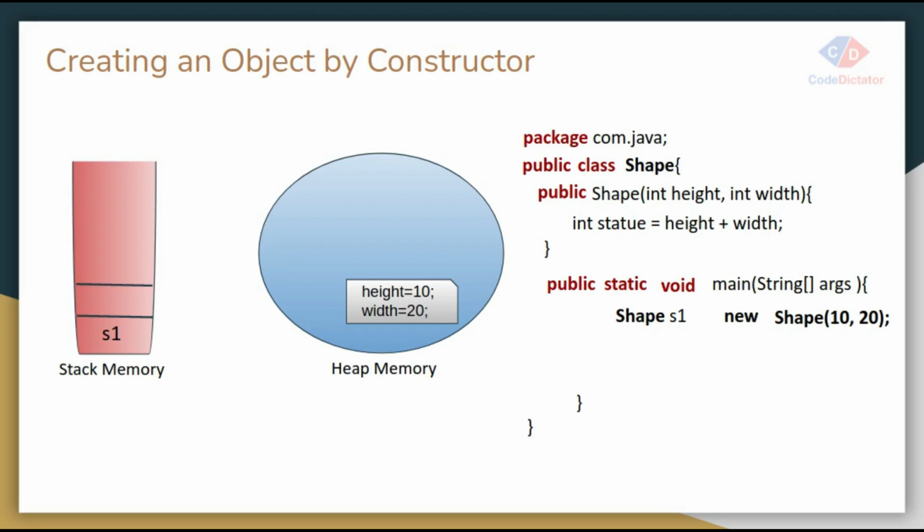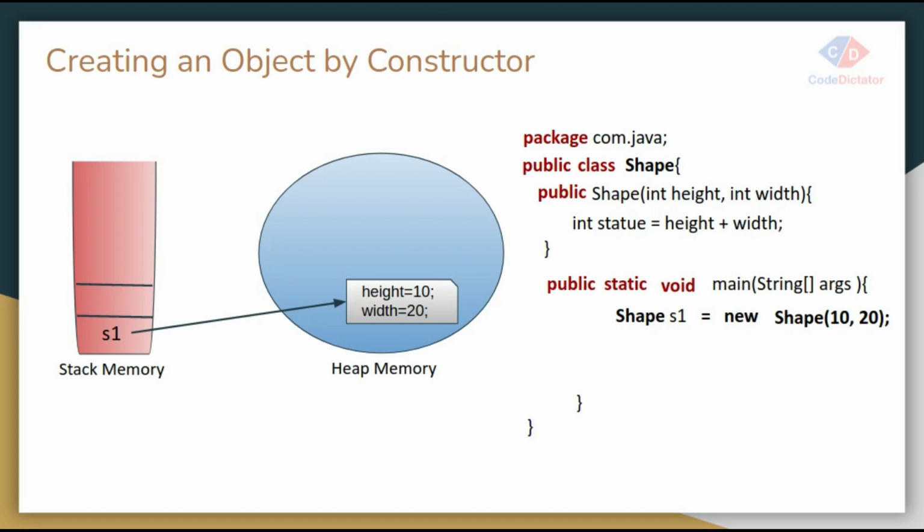Shape has 2 parameters, height and width. So 10 is allocated to the height and 20 to the width. And the equal to symbol is the assignment symbol. When we use the equal to symbol, only then does your object get bound to your memory location. This is how object creation works.